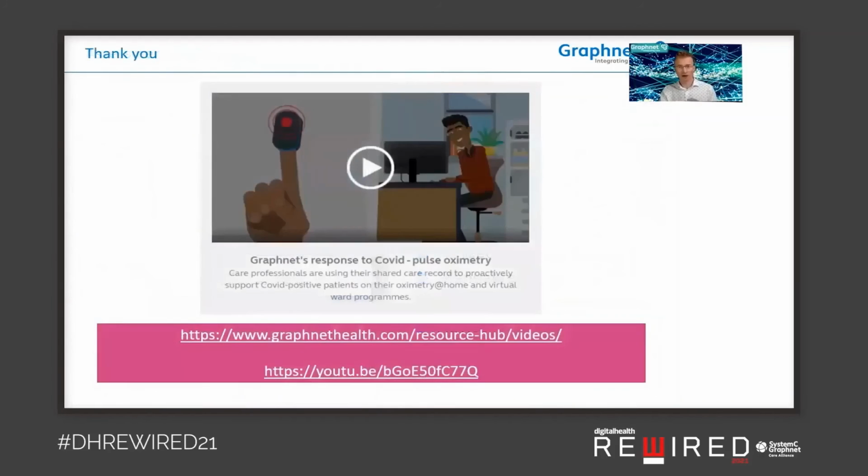So that was a very quick tour. In summary, the Graphnet module enables the Oximetry at Home care teams to proactively identify individuals who would benefit from home monitoring, potentially before they present with symptoms, using the candidate discovery report. The patient would use the My CareCentric app to collect their observations, refer to information and receive timely advice and guidance.